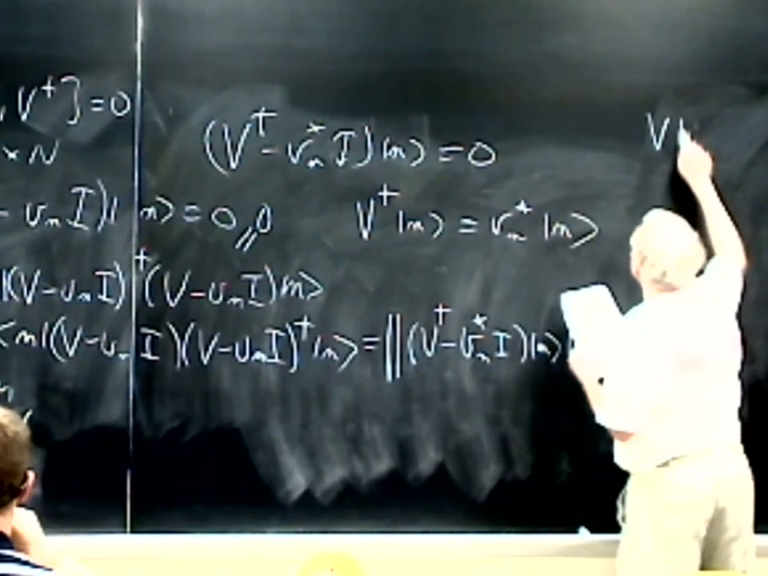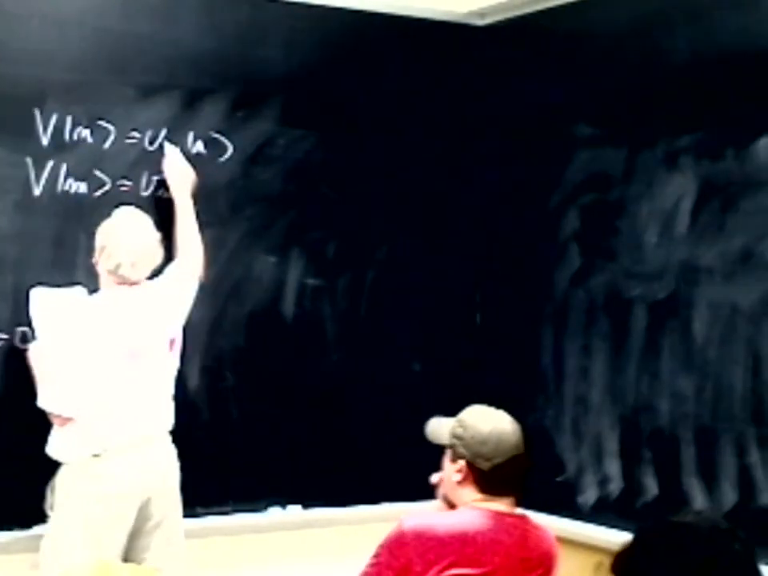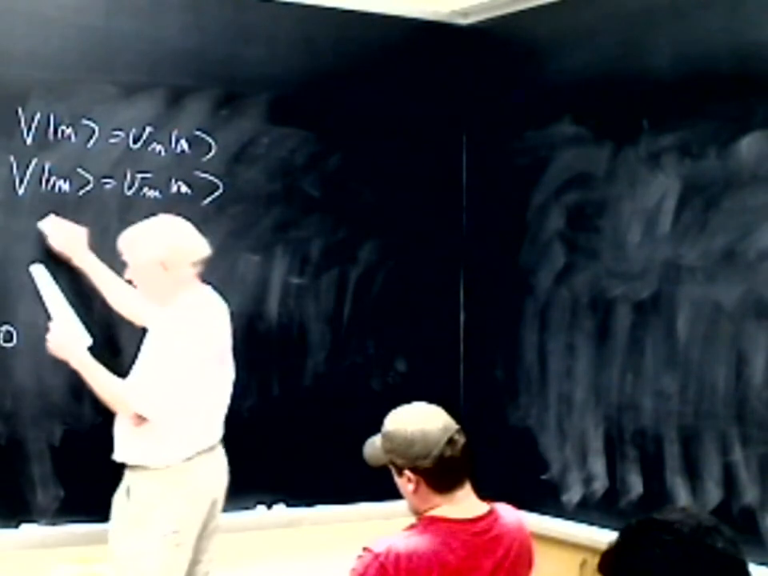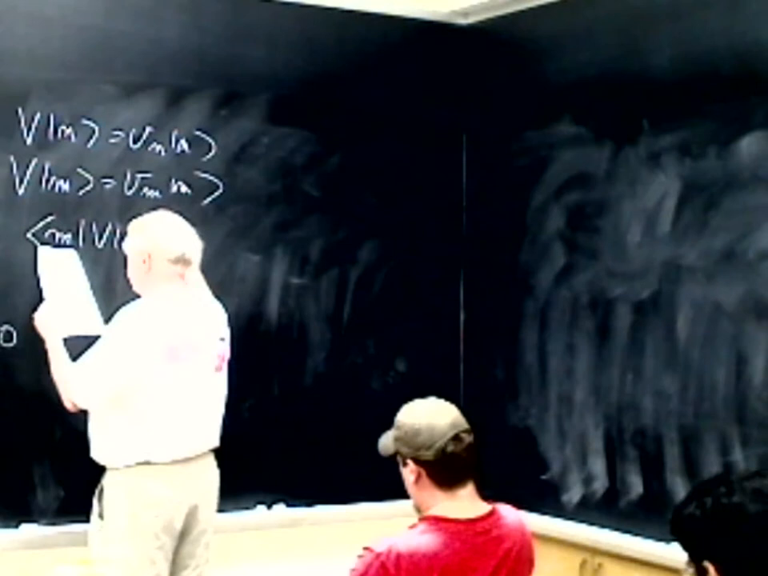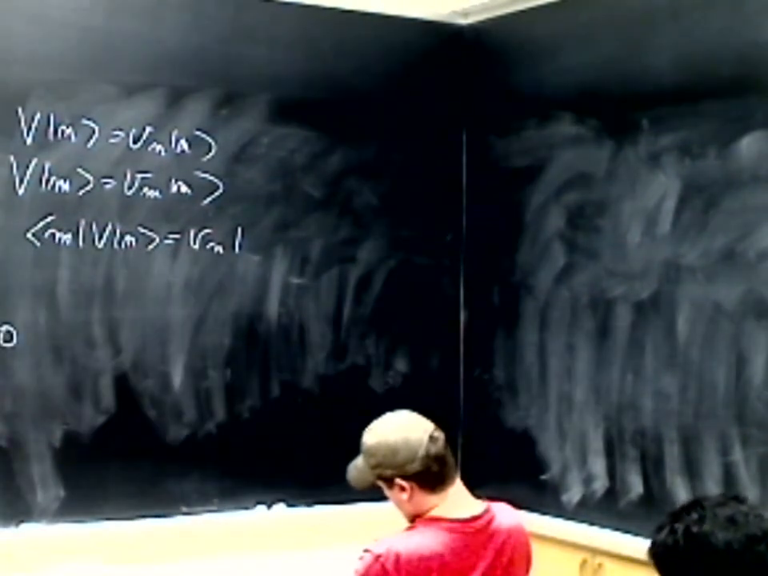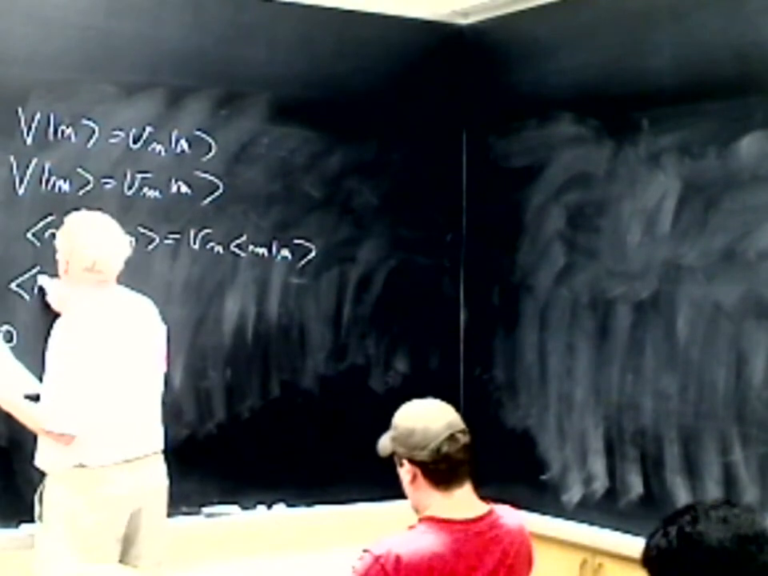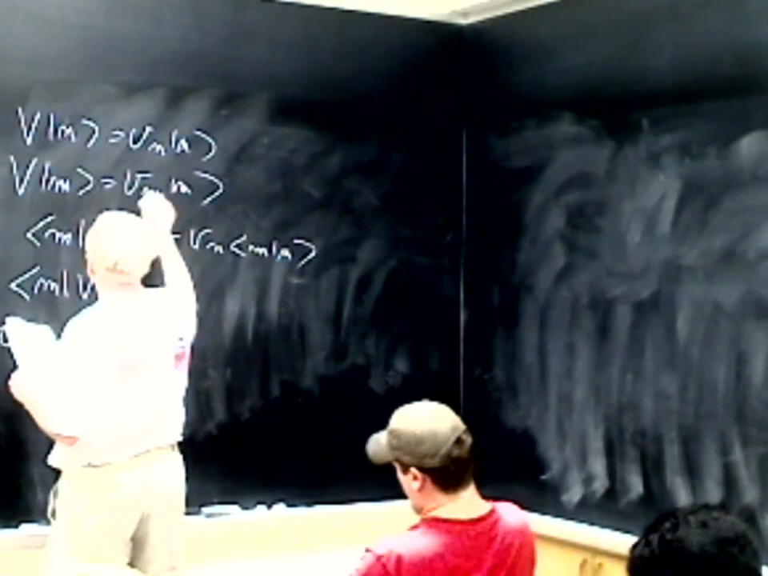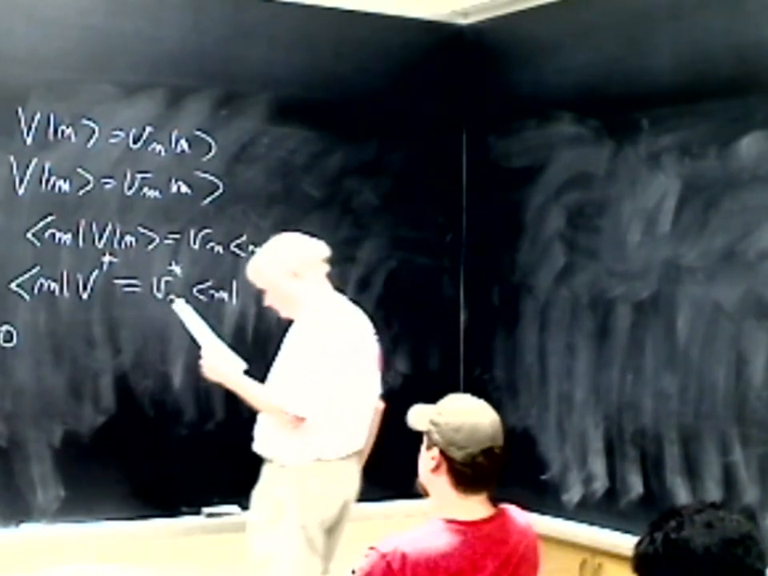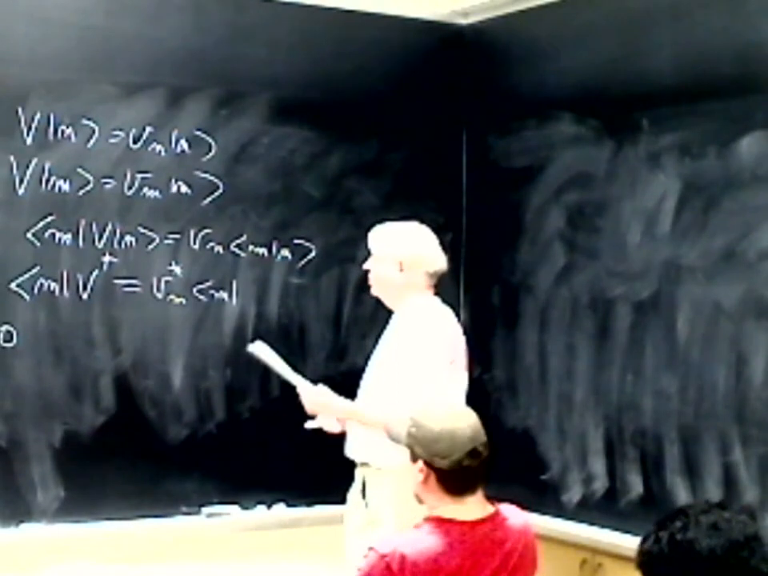Now suppose V|n> is Vn|n>, and V|m> is Vm|m>, then what do we have? Then V|n> is equal to Vn|n>, and the inner product of <m| with |n>. On the other hand, the adjoint of this equation is <m|V dagger is equal to Vm star <m|.